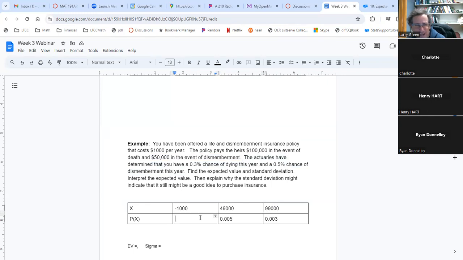Okay. How do I find the probability of negative 1,000? You have the rule of complements. So you go 1 minus 0.005 minus 0.003. And by the way, 0.005 plus 0.003 is 0.008. 1 minus 0.008 is 0.992. Are you all okay with knowing how to put that in the calculator? Because I just said it. I did it in my head, but you're always allowed a calculator.